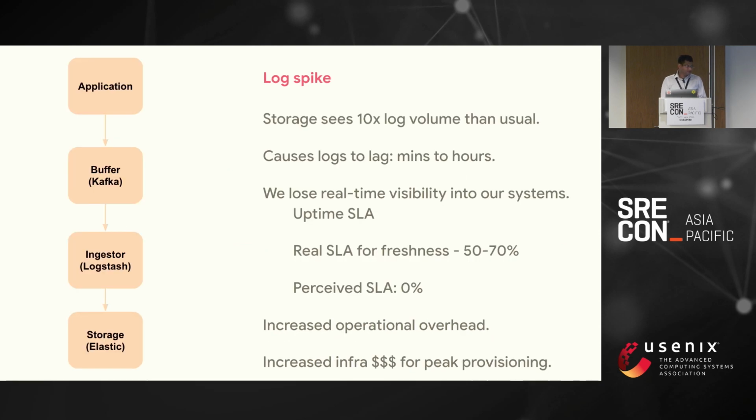So why do we care when we see a log spike? The reason log spikes are a problem is that when they happen, your storage is catching up, ingesting those logs, and it leads to lag. You lag often by anywhere between several minutes to several hours. We have seen lags that are over a day sometimes. And when this happens, you lose real-time visibility into your systems.